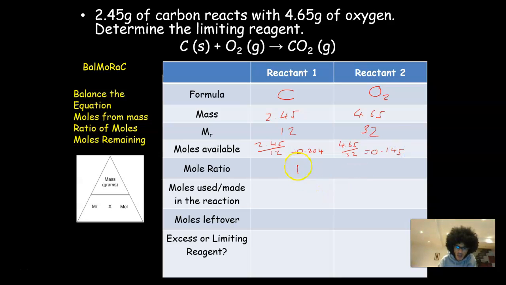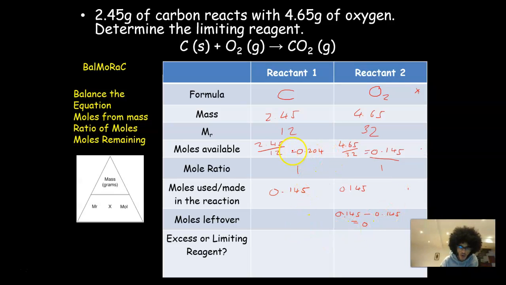Now the mole ratio again remains 1 and 1. Now the moles used, let's do it from the point of view of oxygen. So let's say that all of my oxygen reacted, which is 0.145. If that's the case, then I would also assume that 0.145 of this also reacted. Now in terms of moles left over, I'm using all of this which I started with. So it'd be 0.145 take away 0.145, and that would give me 0. So it's basically these two numbers subtracting from each other.